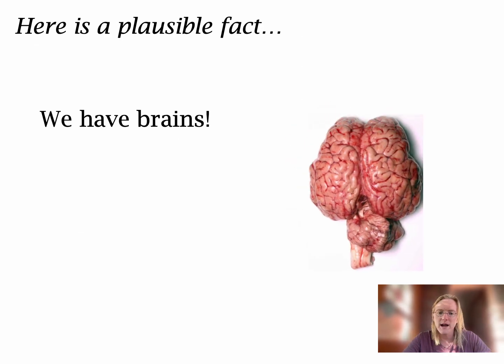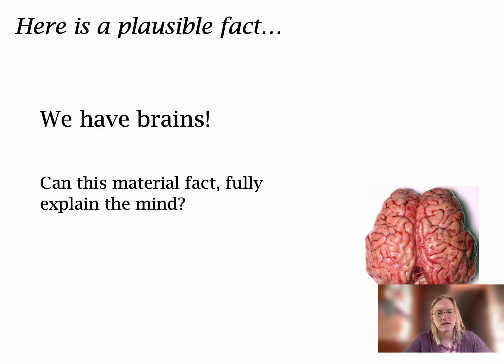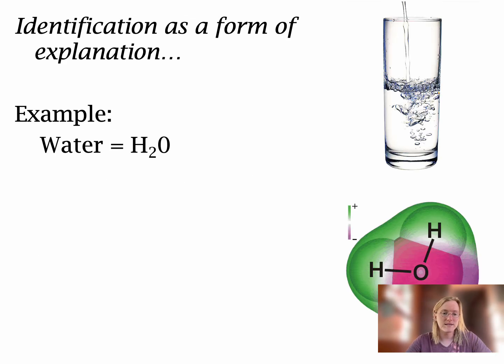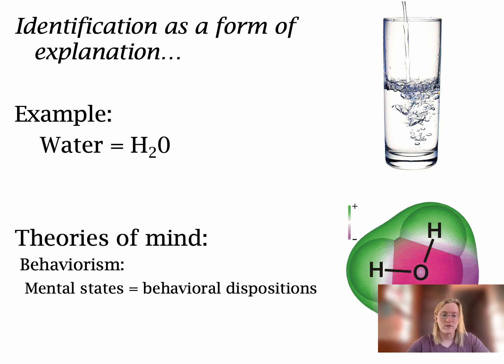So here's a plausible fact, is that we have brains. Can this material fact of our brains explain everything that goes on in our mental life? And identity theory says yes. Mental states just are brain states. So here are some other examples of identification and scientific explanation. For instance, water is H2O. Anytime you have H2O, you have water. Anytime you have water, you have H2O.